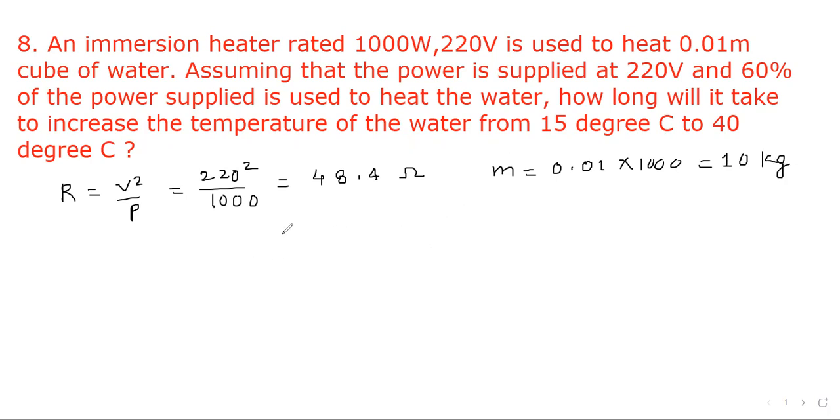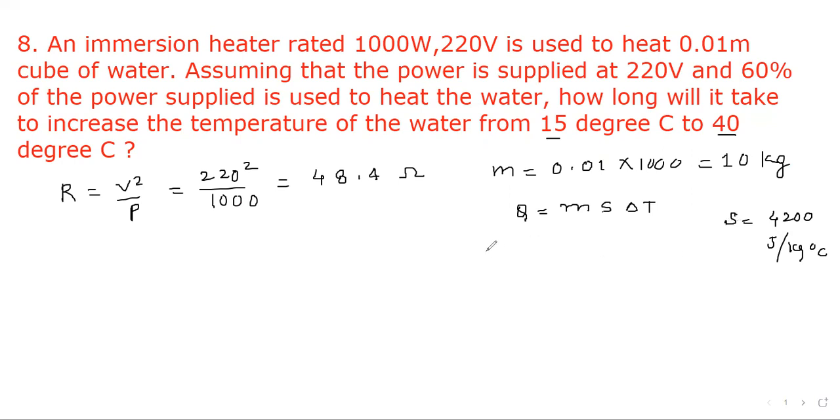And from the principle of calorimetry, heat given Q equal to m s delta T, where delta T is change in temperature and it is 15 to 40, that is 25 degrees centigrade. Specific heat of water is 4200 joule per kg per degree centigrade.